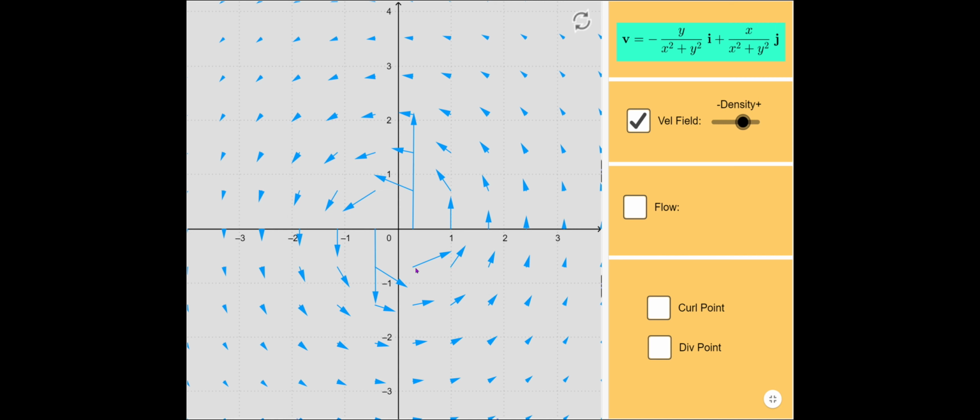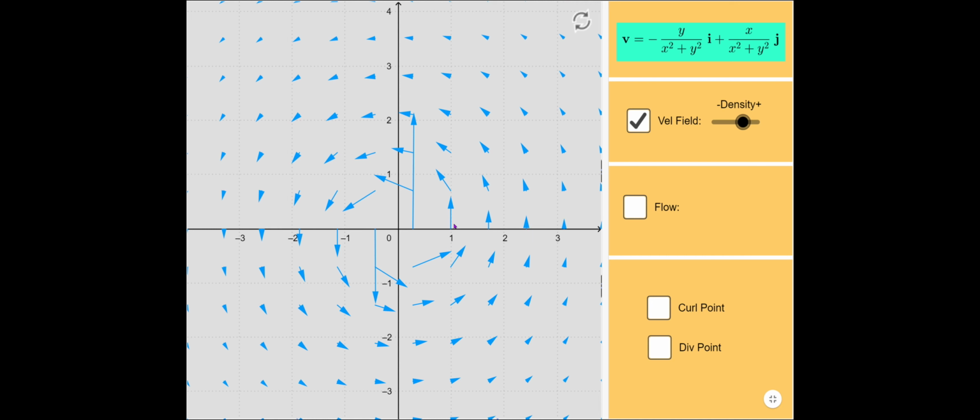The tail of this vector indicates that at this point your fluid has a velocity pointing in this direction, and the length of the vector is a representation of the speed of the fluid at this point. For example, at this point the fluid is moving vertically, and this is an indication of the speed. Likewise at this point, the direction of the fluid flow is vertical.